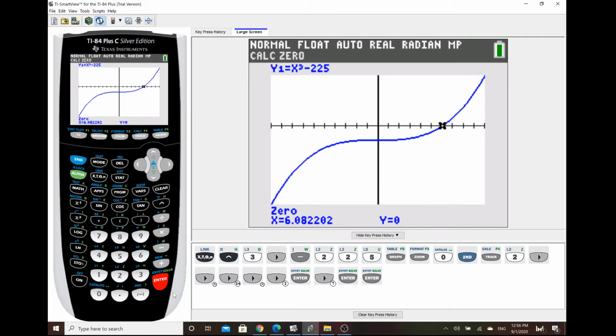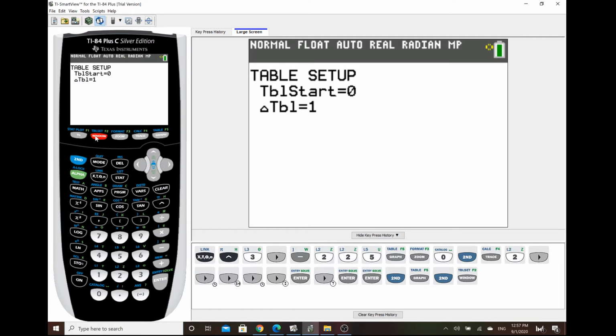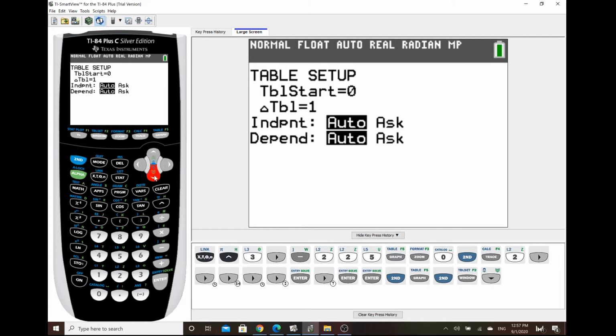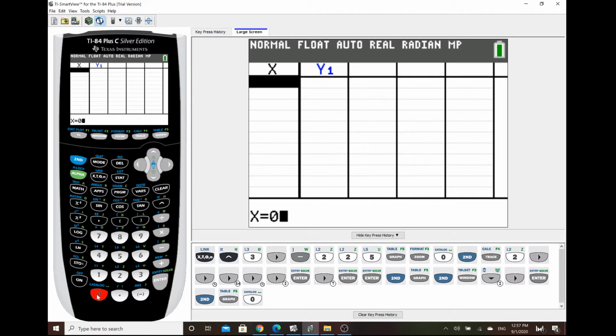Now, what about the y-intercept? Anytime you find a y-intercept, that means x is 0. So you can always go to second table set, or second window, and make sure the independent variable is converted to ask. For the dependent variable, just leave that as auto. Then go back to second table again and just put in 0 for x. Then you get the y-intercept, which is negative 225.